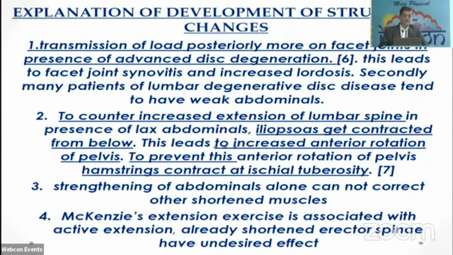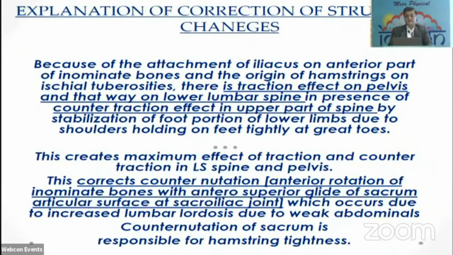So strengthening of abdominals alone cannot really help these short muscles. And as I said, McKenzie does not help. So how does it help? Our lumbar spine distraction exercise. Because of the attachment of iliacus on the anterior part of innominate bone and the origin of hamstrings on the ischial tuberosity, there is a traction effect on pelvis, and that way on lower lumbar spine. And in presence of counter-traction effect in the upper part of the spine by stabilization of the foot, with shoulders holding on tightly, this creates traction and counter-traction, most effective at the lumbosacral spine.